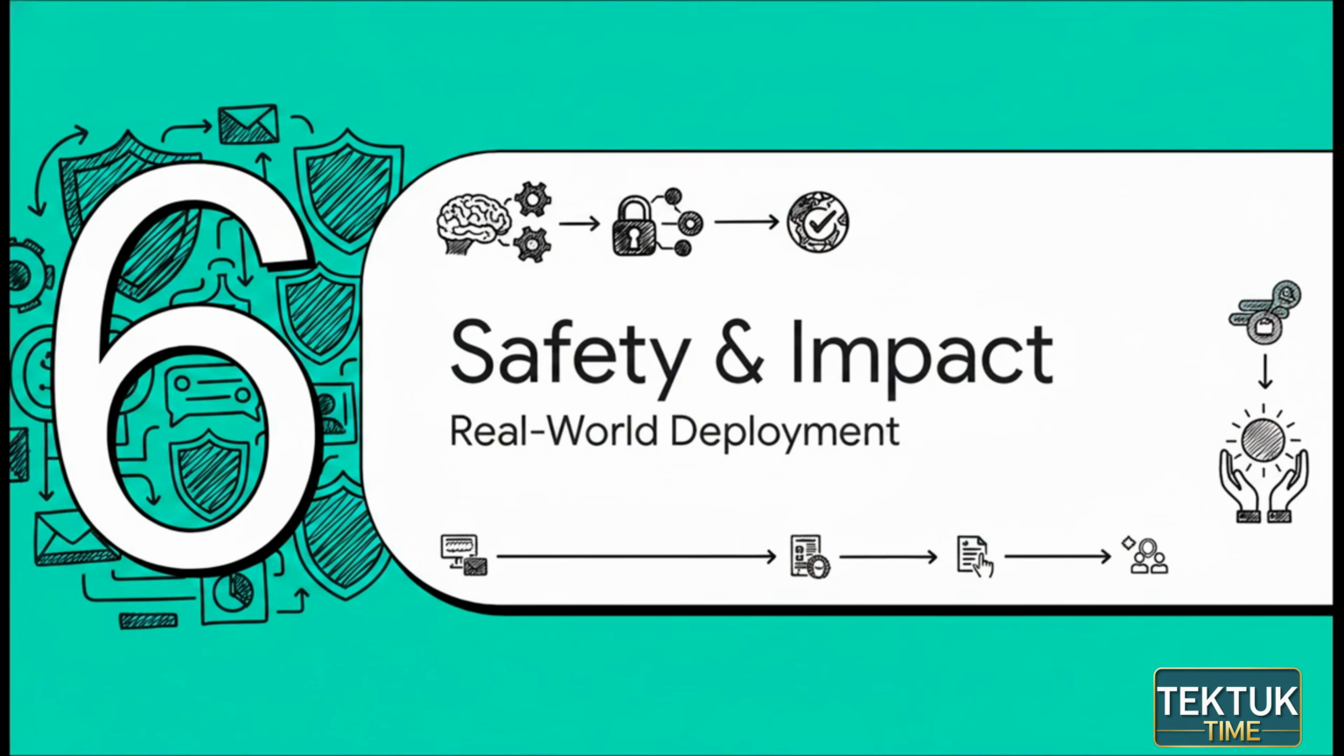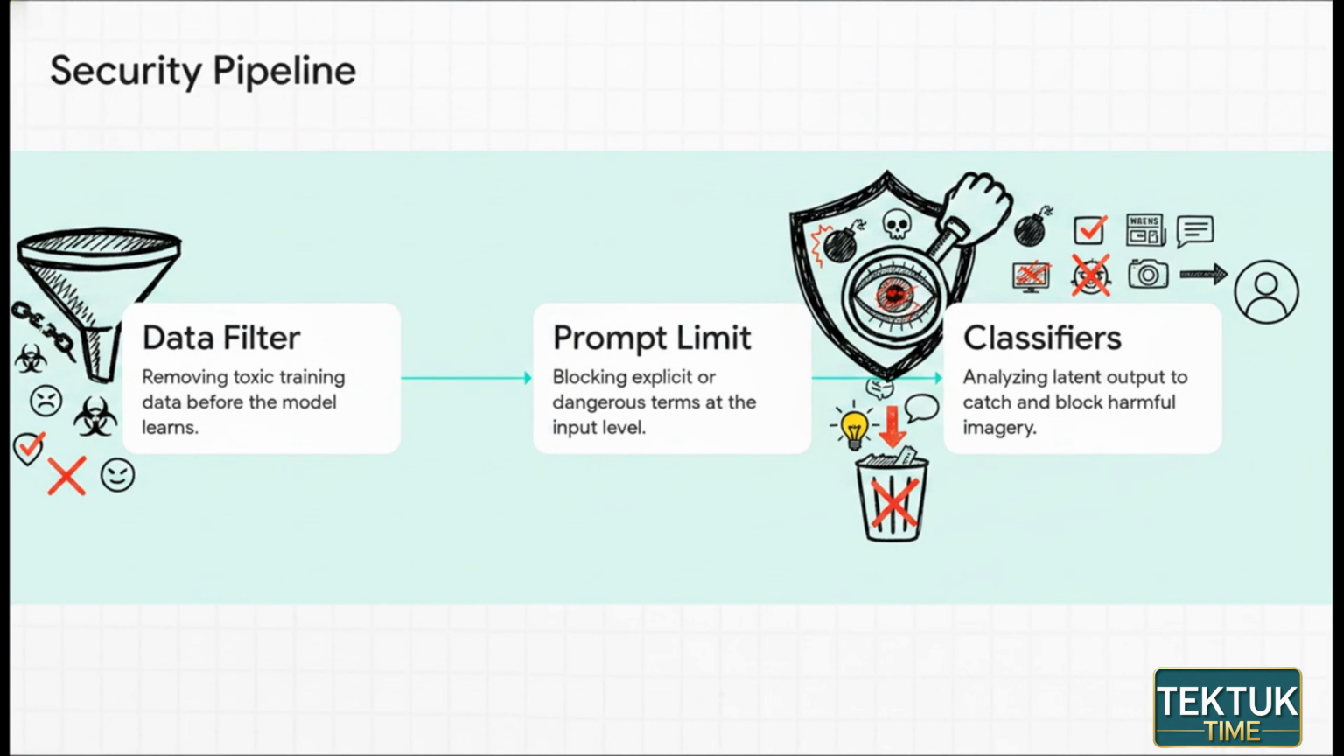Section 6. Safety and Real-World Impact. Let's conclude our lecture by examining how the industry mitigates these profound risks. Because these highly realistic models carry significant risks, think deepfakes or misinformation, engineers must implement a multi-layered security pipeline. This generally works in 3 stages.